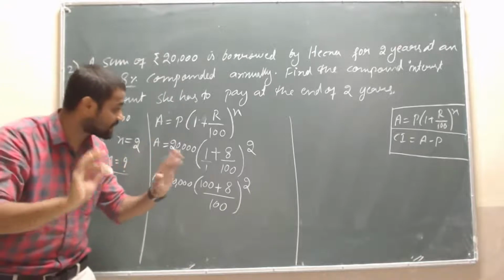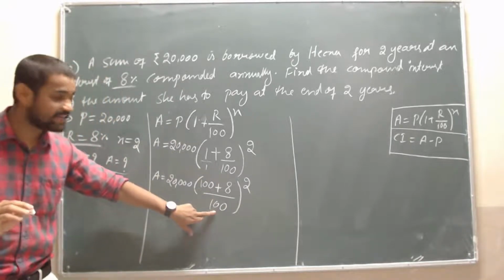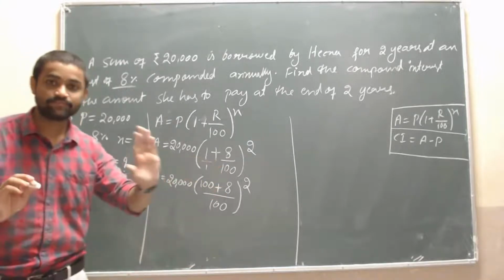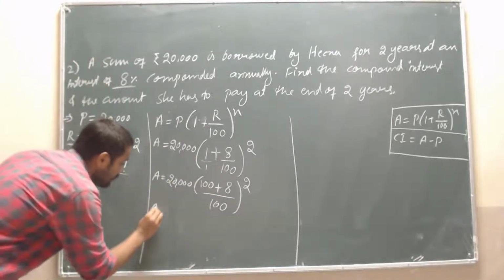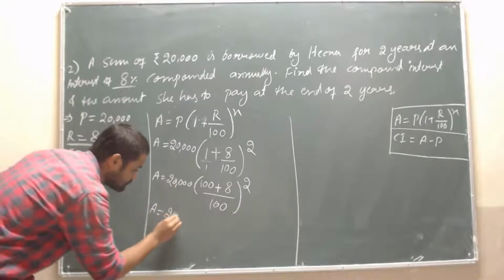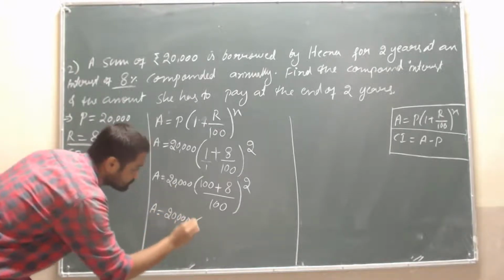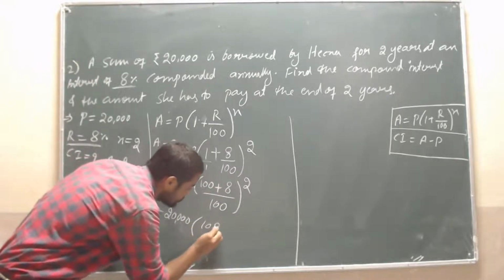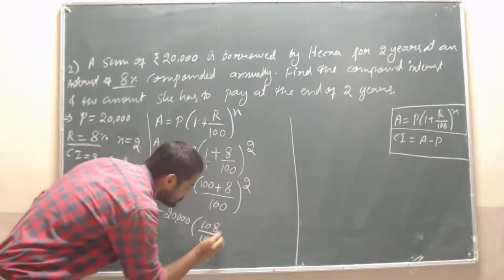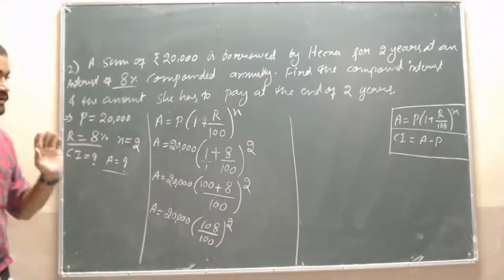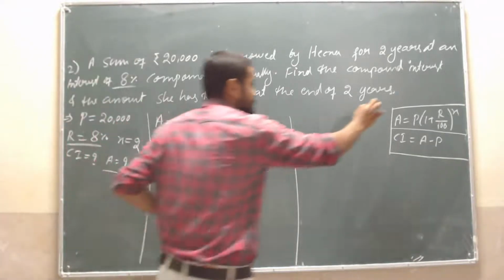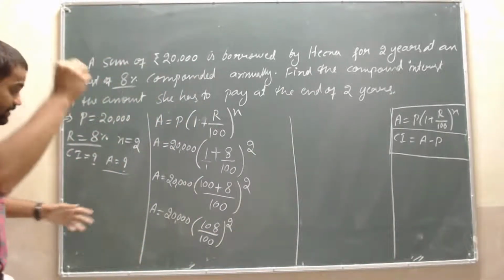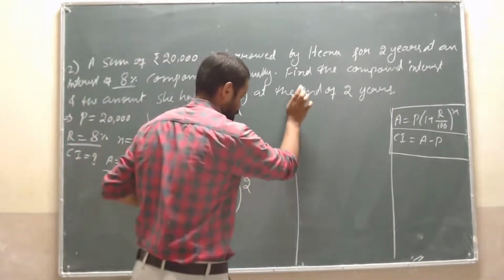This step is clear. Sir, I have taken LCM 100 and 100 into 1 is 100, plus is there, plus 1 into 8 is 8. Clear? Then A is equal to 20,000, 100 plus 8 is 108 divided by 100, whole square. Is it clear? Is the step clear, right, sir? Now concentrate on the next step.